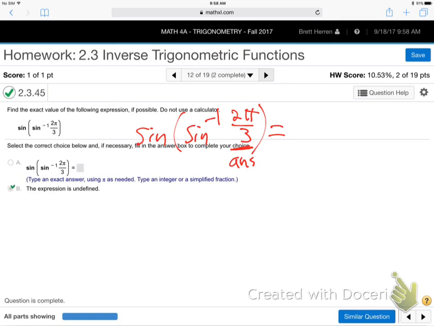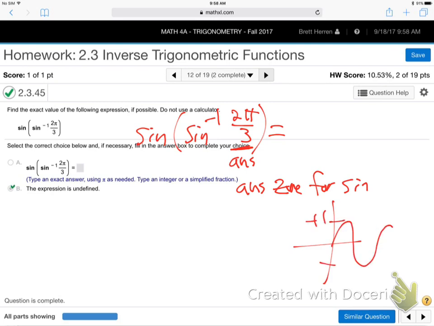So is it in the zone? What's the answer zone for sine? Remember sine? Positive 1, negative 1. The answers are the y-axis. So it's negative 1 to positive 1. So is it in that zone? Is 2 pi over 3, we need like a regular number here, between negative 1 and positive 1?